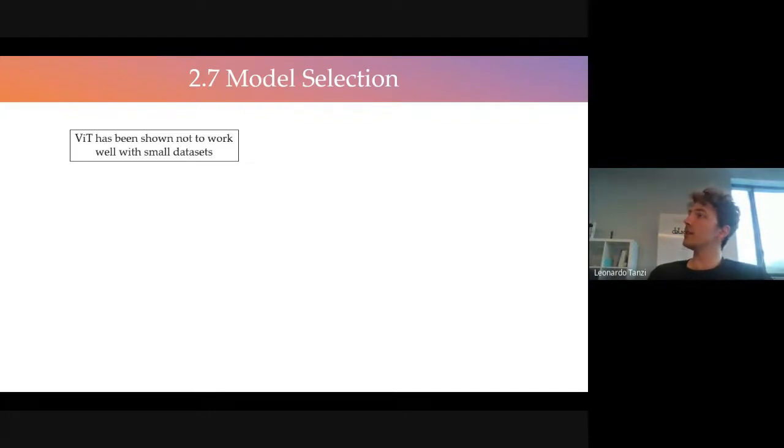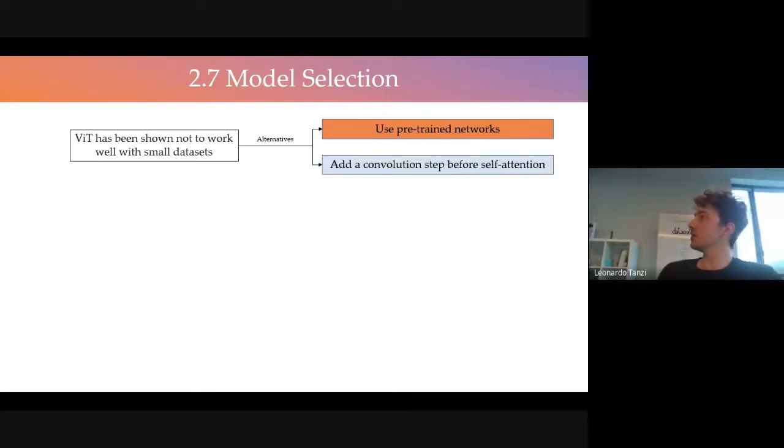With small datasets in the low data regime, CNNs still perform better than vision transformers. So of course our dataset is not huge, and we have two alternatives. The first one is to use pre-trained networks. It was demonstrated to work also with a small dataset. Or to add a convolutional step before self-attention.